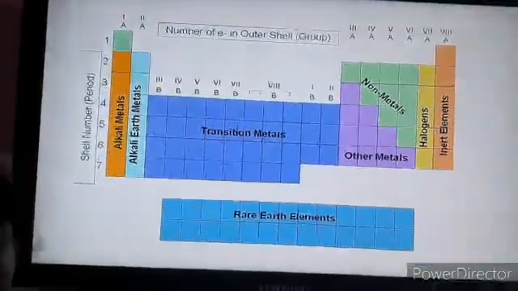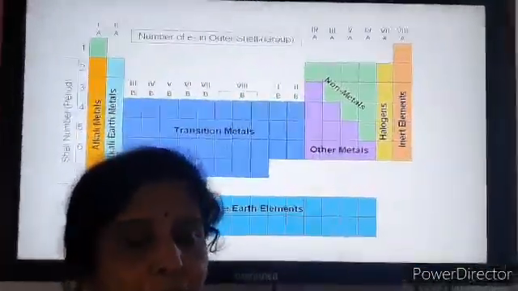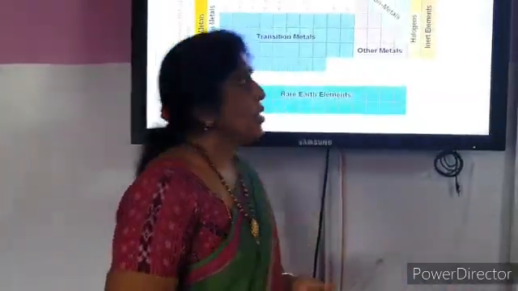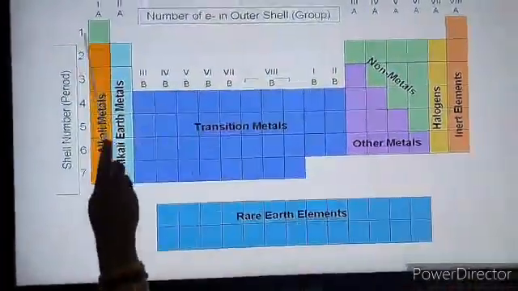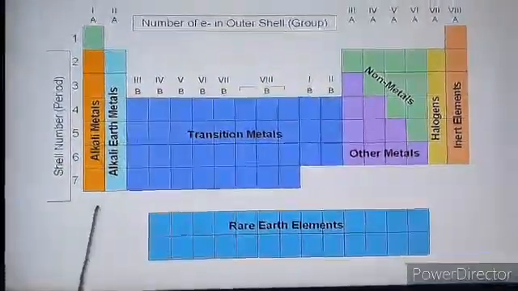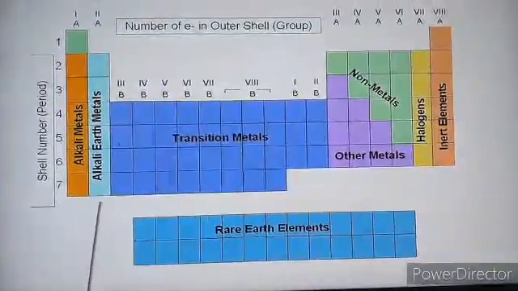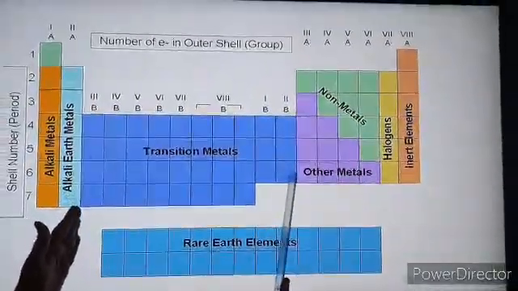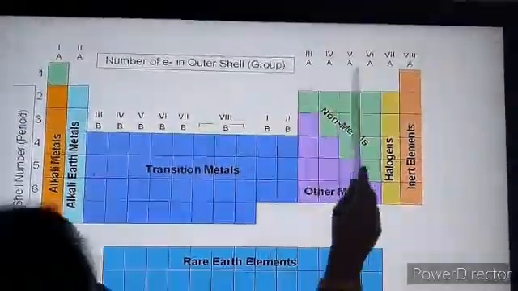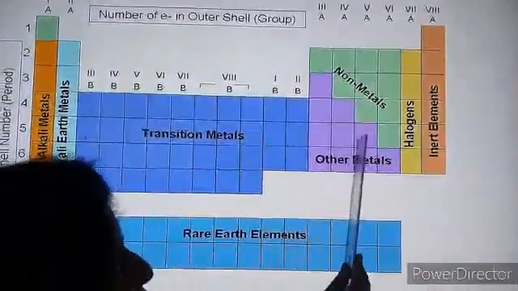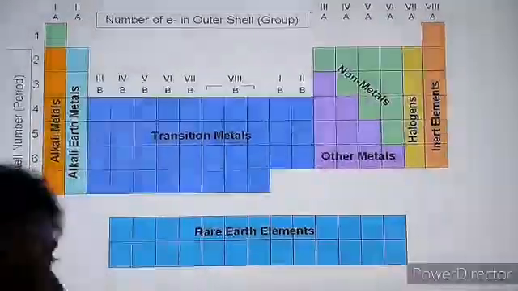Now coming to the metallic nature of the elements. 75% of the elements in the table are metals. Only 25% are non-metals. The first group elements are known as alkali metals, as they are derived from plant ashes, and the second group are known as alkaline earth metals. In between you have the D block, which are known as transition metals. So all these are metals. In the P block, you have some metals, some metalloids, and also some non-metals.